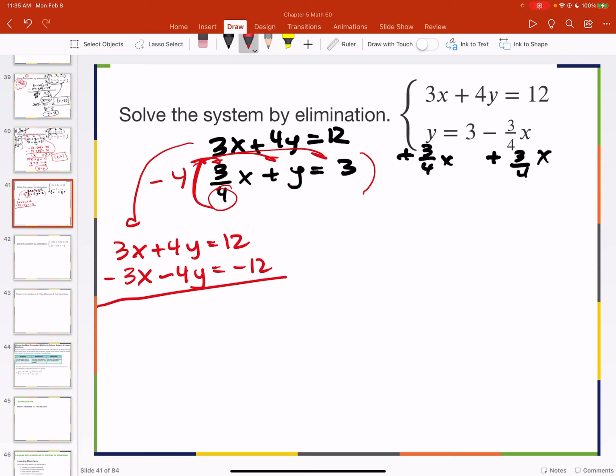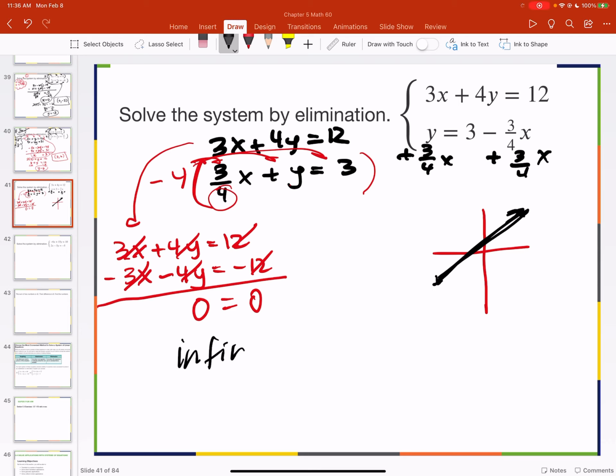This is very fun. Okay, so when I add them together, these will cancel. These will cancel. That's a 0 on the left-hand side. And then these cancel, and that's a 0. So when you get 0 is equal to 0, if you remember, what does that mean? That means, graphically speaking, it's the same line, right? You have the same line on top of each other, right? So that means that there's infinitely many solutions.